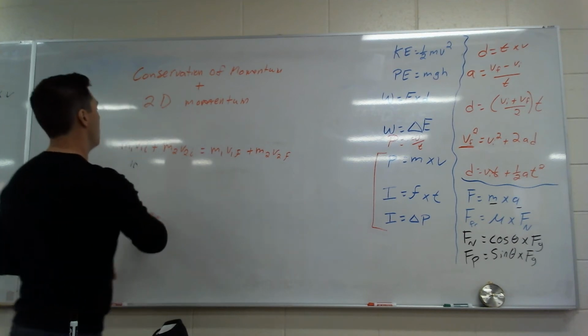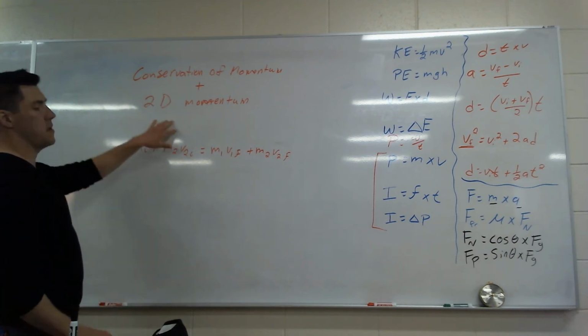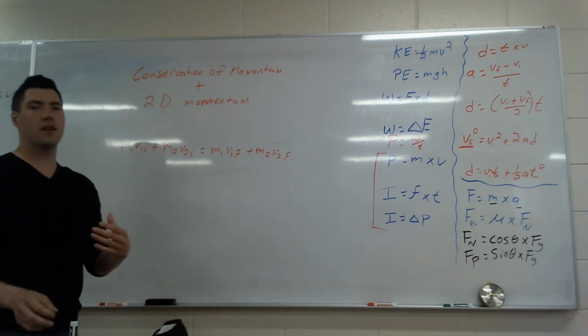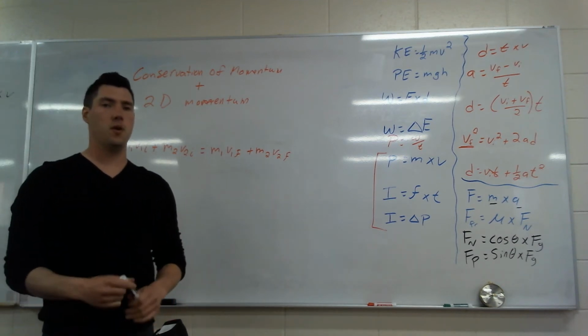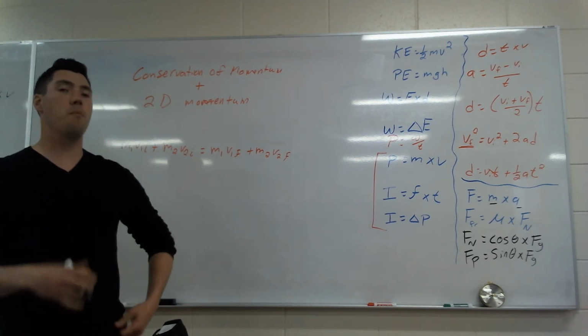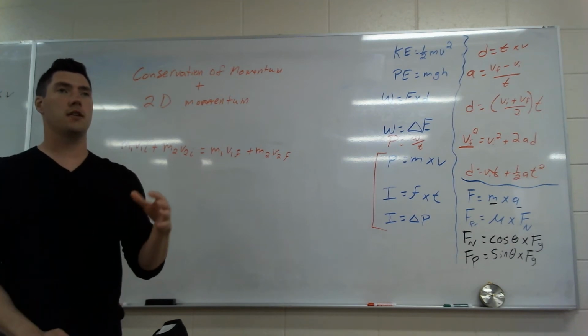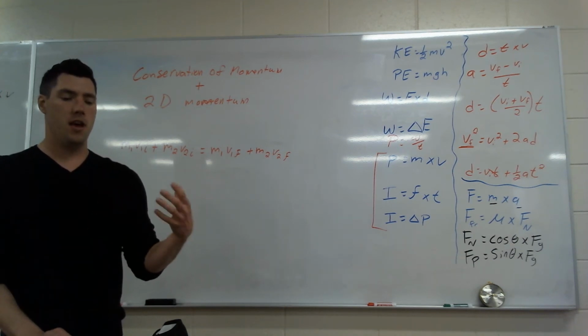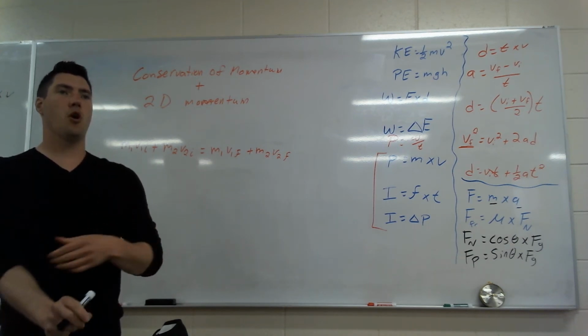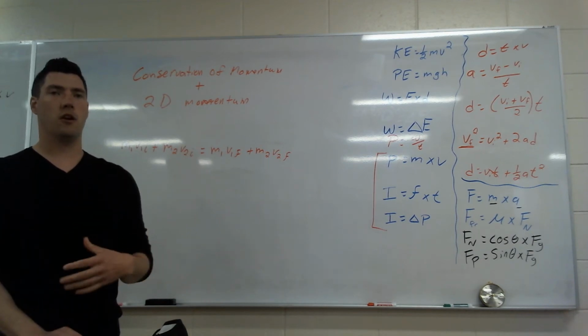Let's talk about 2D momentum. This is going to come back to a lot of vectors. We haven't done vectors in a little while, but we're going to look at two types of vectors: combining vectors, as well as our change in a vector.